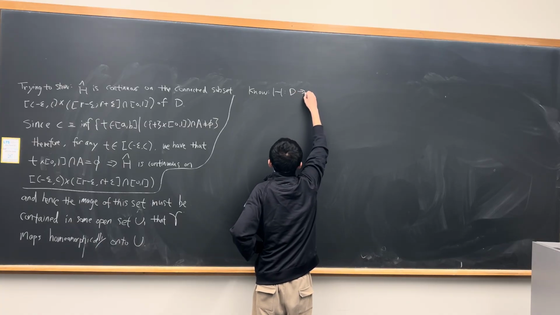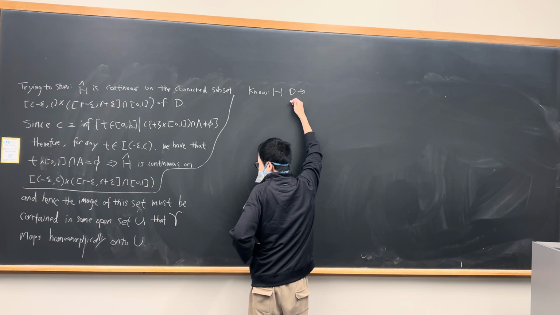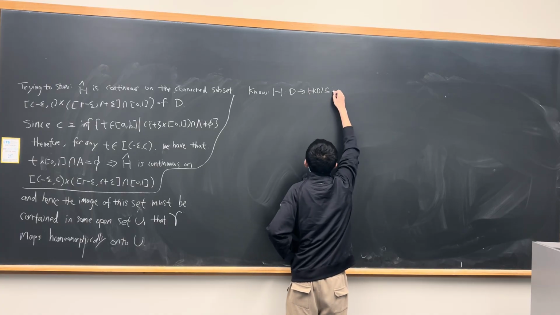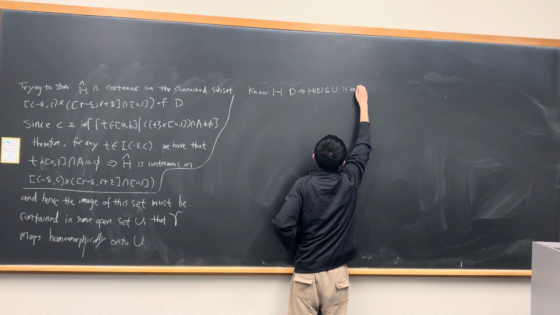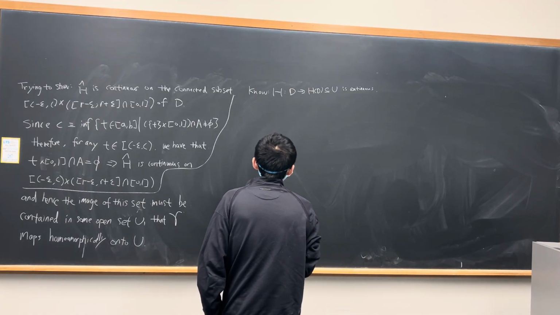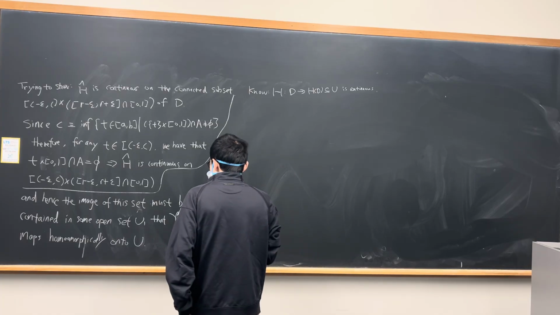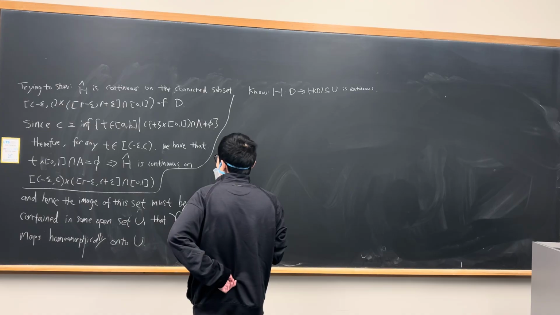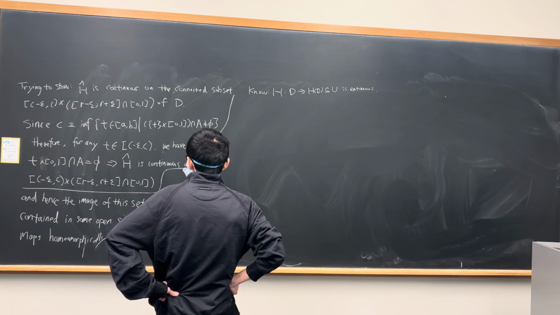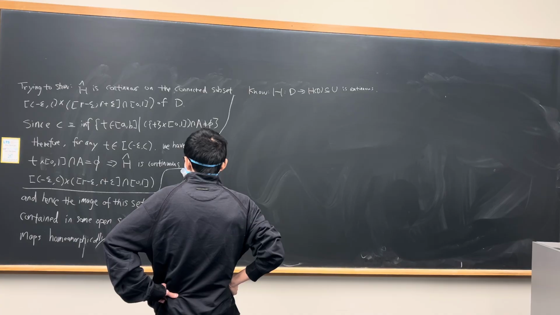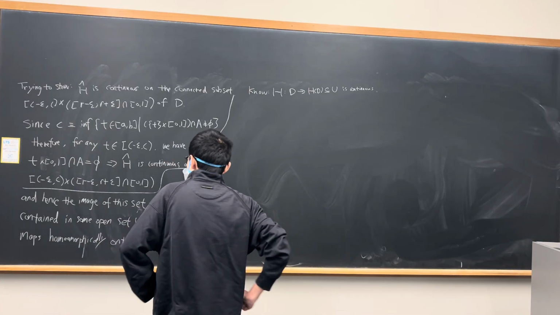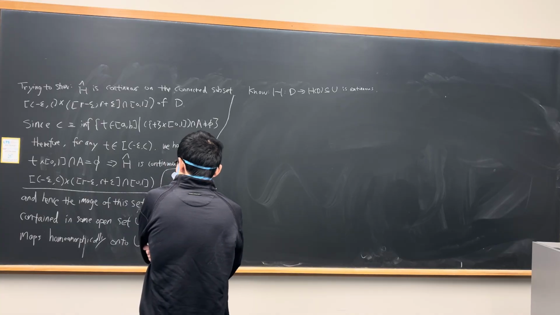We know that this H from this D to, we know that this H is certainly continuous, right? And then we know that this H hat is like the lifting of this H, right? So why must this set be contained in some open set U1?